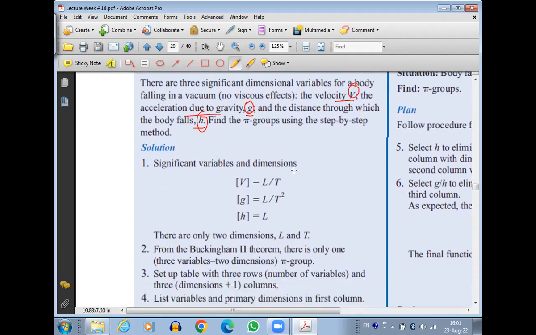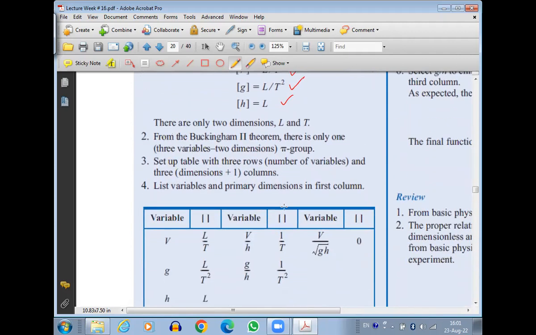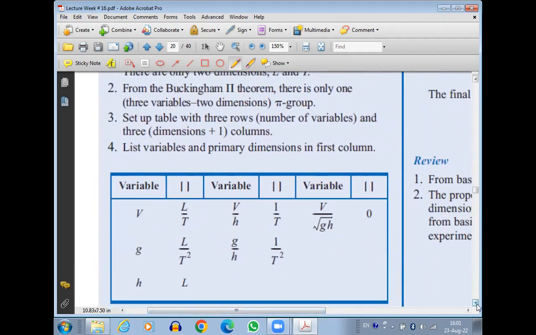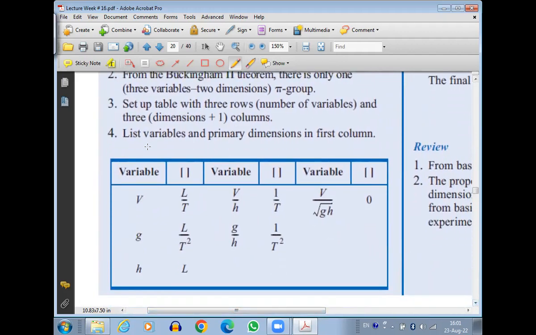For velocity, it is L by T. For acceleration due to gravity, it's basically 9.81 meter per second square, so that's L over T square. And we have height, which is L. So if we do it in a step-by-step manner, the first thing is that we need to find the number of variables. So n is basically 3. Now we can write the dimensions of each: L by T square, L.